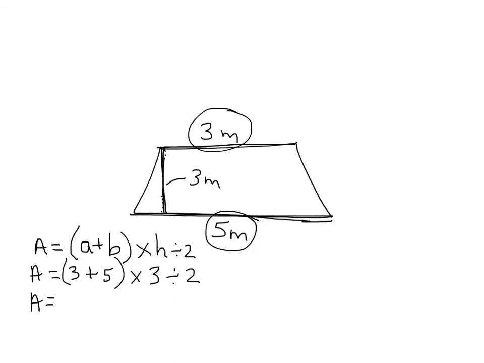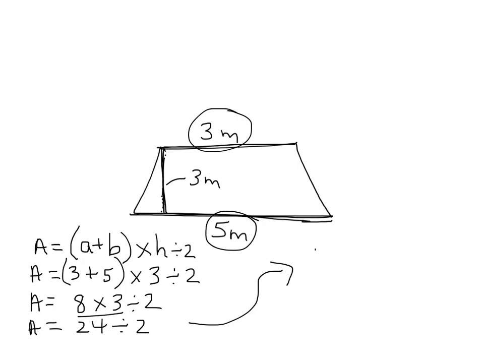Do the brackets first, right? Because that's part of BEDMAS. 3 plus 5 is 8, times 3 is 24, then you divide that by 2. 24 divided by 2 is 12 meters squared. So you'll find that you get the exact same area, and it really doesn't matter which formula you use.